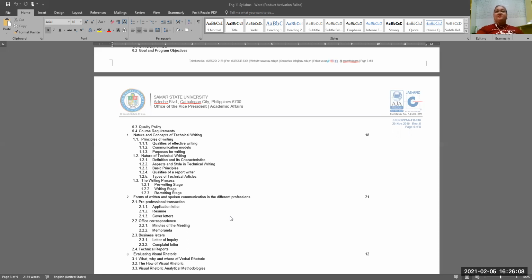Next, we have office correspondence. So that is the minutes of the meeting, memoranda, and then of course business letters. So we have letter of inquiry and complaint letters. Now, it's important you keep in mind that we are not just going to limit our discussion, our coverage, to those specified here, because there might be additional requests from your other classmates. That means I might consider including some other forms of written communication in this part.